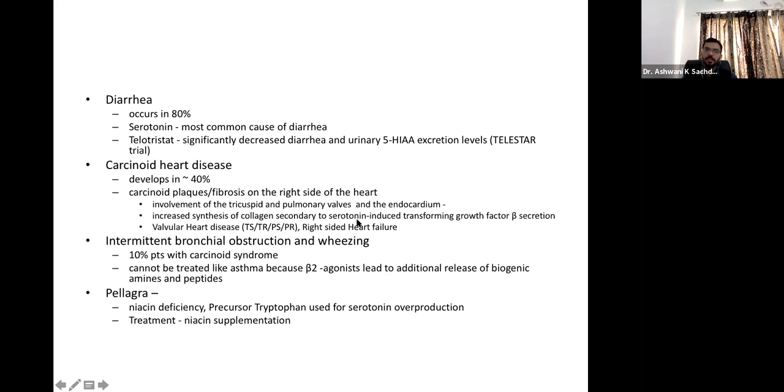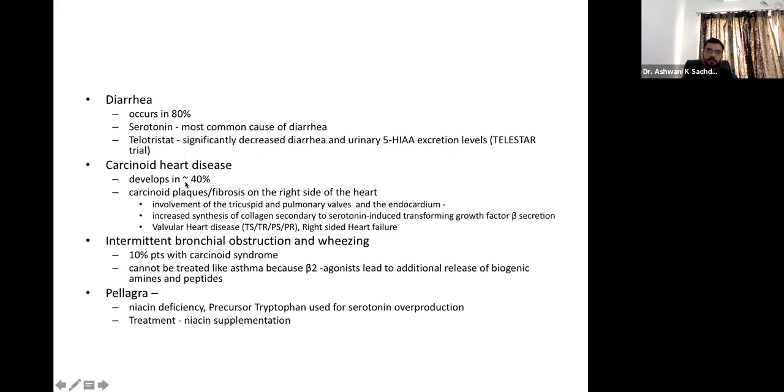Diarrhea occurs in about 80%, and serotonin is the most common cause of diarrhea. The agent active against carcinoid diarrhea is telotristat. It is associated with significantly decreased diarrhea and urinary 5-HIAA excretion levels.